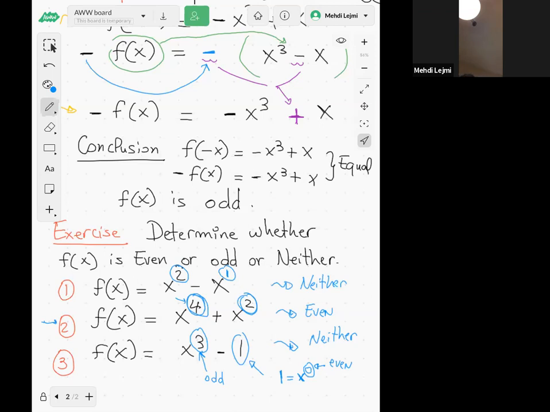But in number 3, the powers are not all the same. We have 3, which is odd. But then the 1 here is actually x to the power 0, because x to the power 0 is 1. So we do have an odd power and also an even power, which is 0. That's a mixture of them, right? So then it's neither.